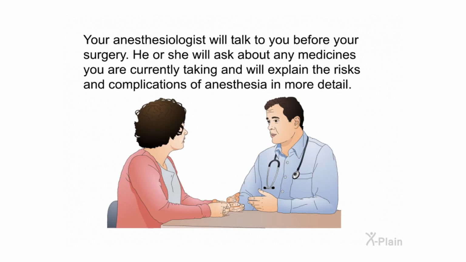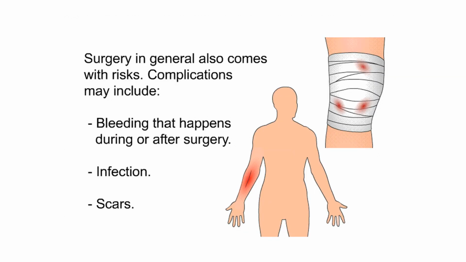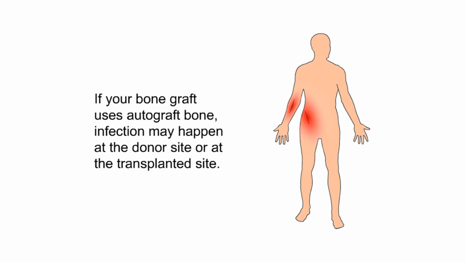Your anesthesiologist will talk to you before your surgery. He or she will ask about any medicines you are currently taking and will explain the risks and complications of anesthesia in more detail. Surgery in general also comes with risks. Complications may include bleeding that happens during or after surgery, infection, scars. If your bone graft uses autograft bone, infection may happen at the donor site or at the transplanted site.